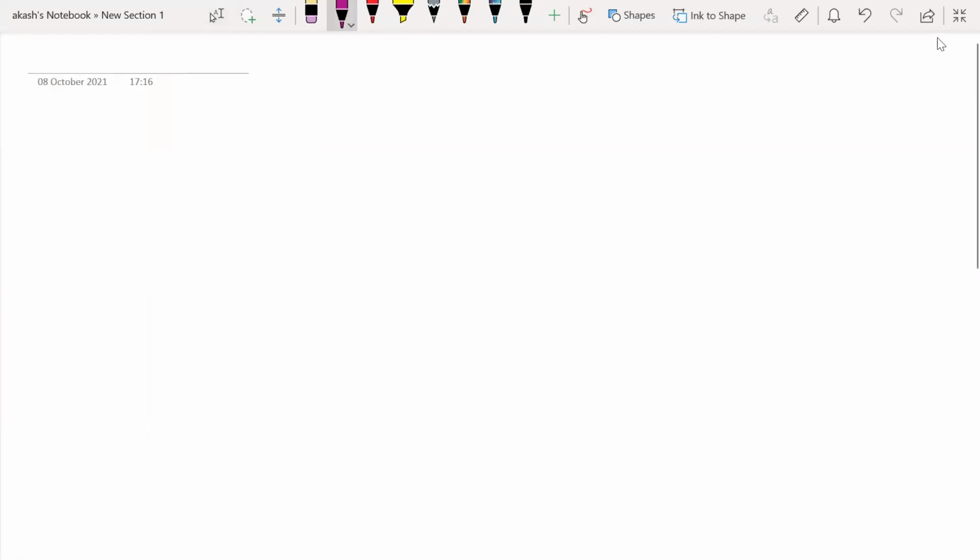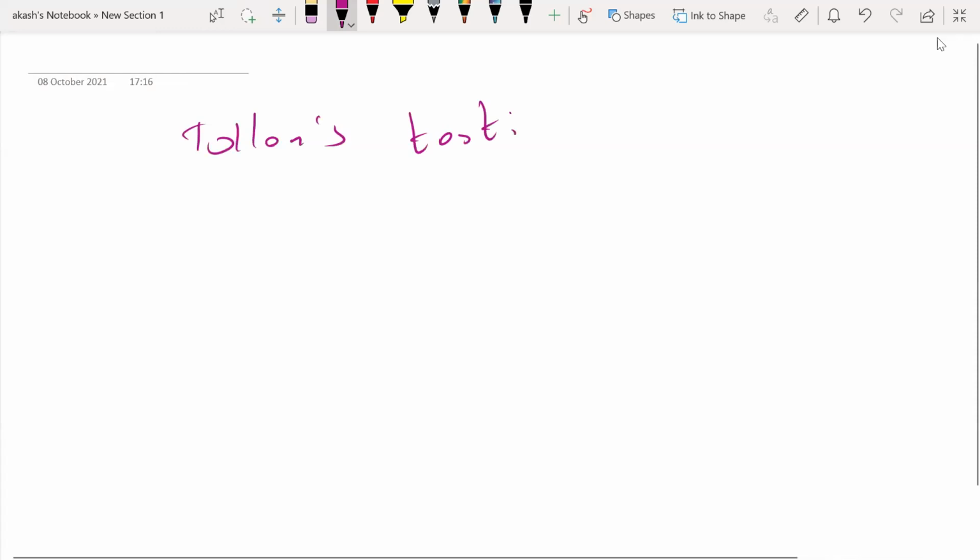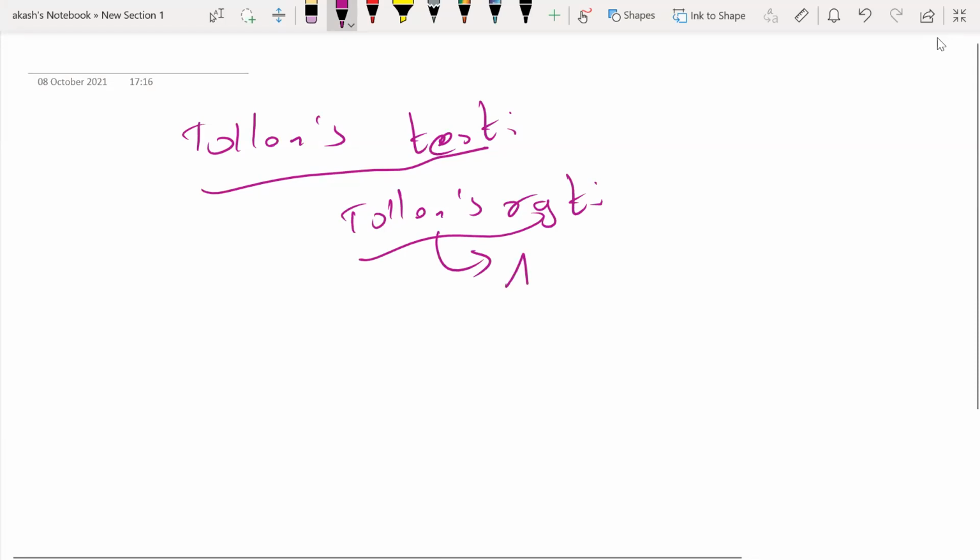Okay, fine. So when I say tolerance test, it is given by something called the tolerance reagent. The tolerance reagent is ammoniacal silver nitrate.